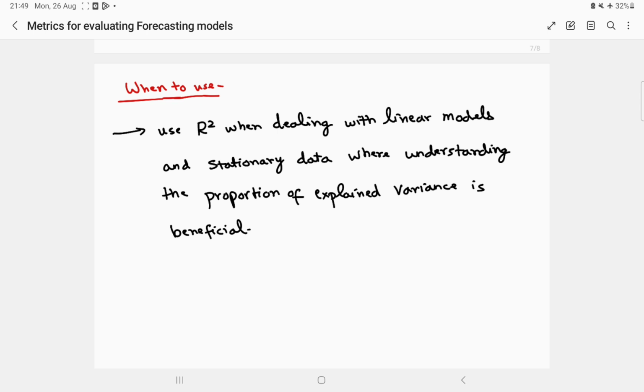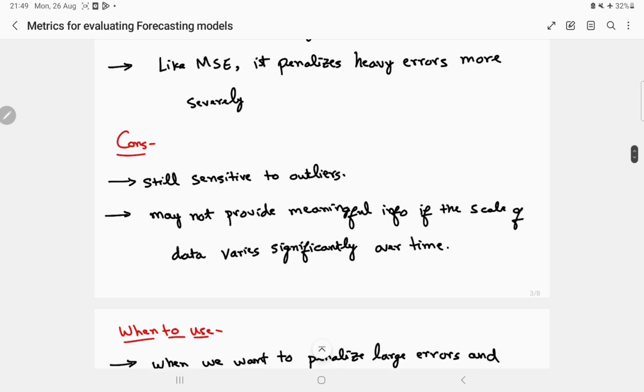MAPE and sMAPE provide percentage-based errors which are helpful when comparing performance across different datasets. And R squared gives insights into variance but should be used cautiously with non-linear or non-stationary data. So choosing the right metric often involves considering multiple metrics to get a comprehensive view of the model performance. And it's important for you to know about all of these metrics if you are working on a time series forecasting problem.